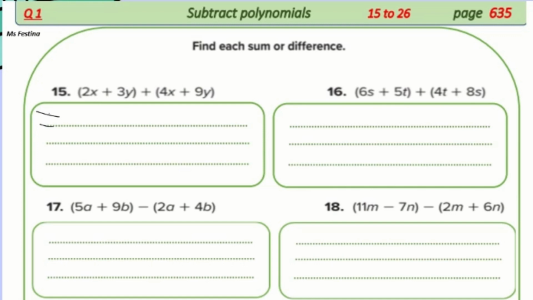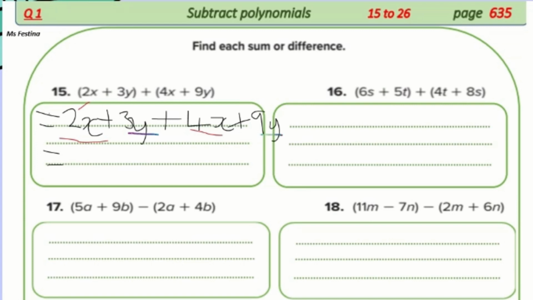So you will have equals to 2x plus 3y plus 4x plus 9y. Okay, then the next step will be for me to look into my like terms, which in this case will be 2x and 4x, and then 3y and 9y.